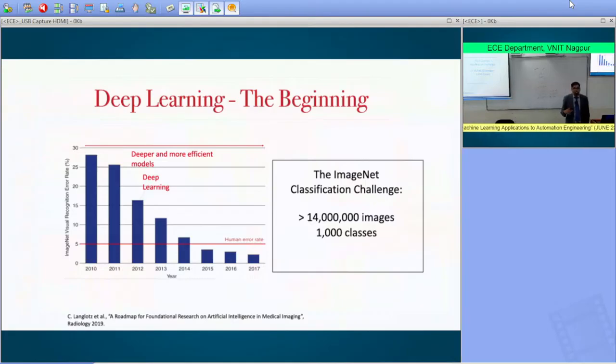So if you have to label 1 million images that are probably grainy, not very clear, etc., humans are likely to make errors as well. And these tools that we have today for image classification that are using deep learning are much better than humans.